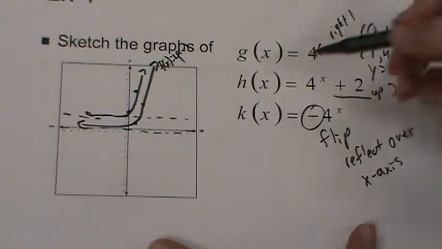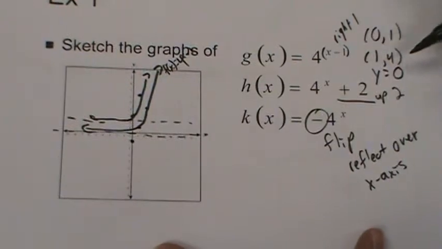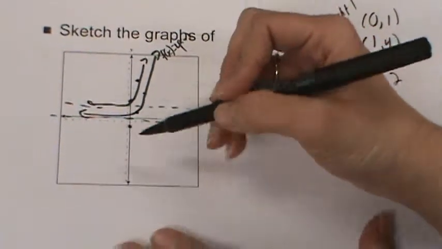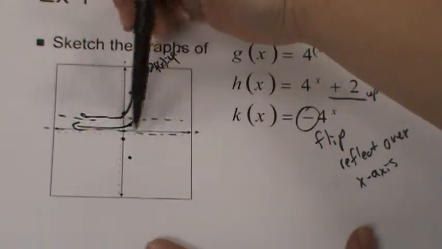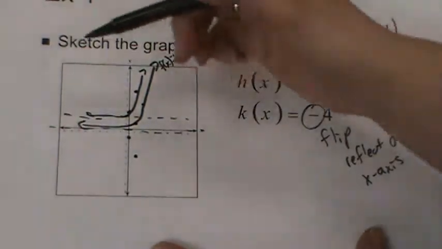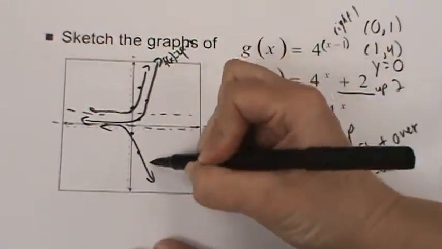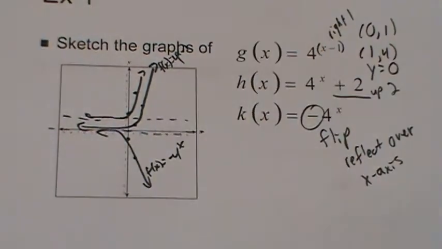So if I take the coordinate 0, 1 and reflect it over the x-axis, it goes down here. If I take the coordinate 1, 4, so over 1, up 1, 2, 3, 4, and reflect it down, that puts my coordinate at 1, negative 4. And since my original asymptote is the x-axis, it does not move anywhere. So then there's my graph for f of x equals negative 4 to the x.